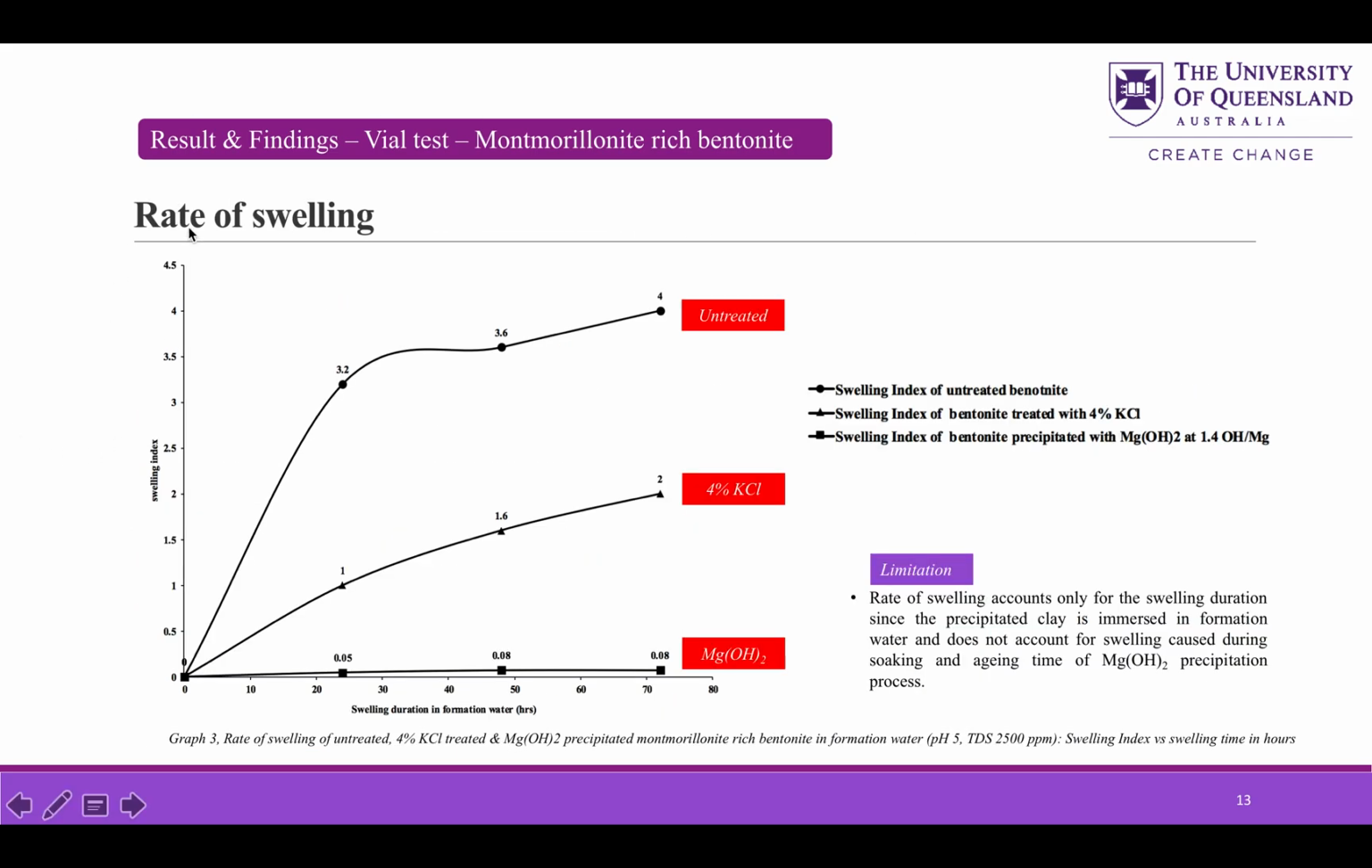And in the slide on the rate of swelling, swelling index of untreated bentonite, swelling index of bentonite treated with 4% KCl, and swelling index of magnesium hydroxide at 1.4 molar ratio were plotted against swelling duration, and it's identified that magnesium hydroxide precipitated bentonite had the least rate of swelling.